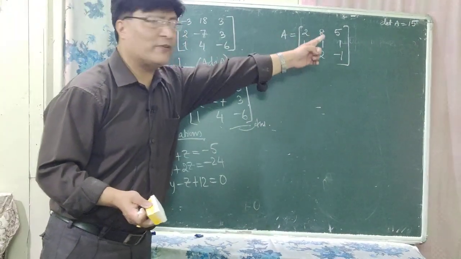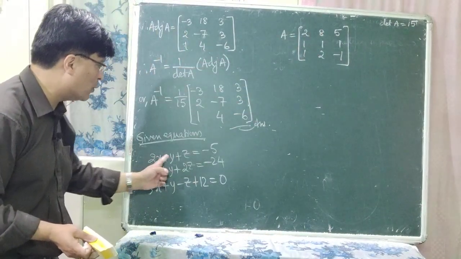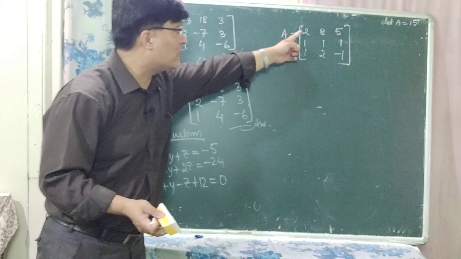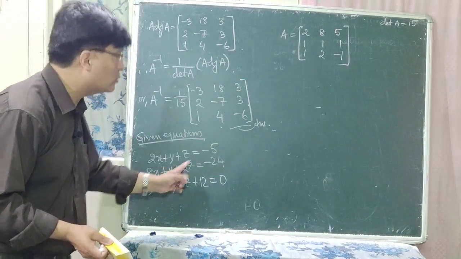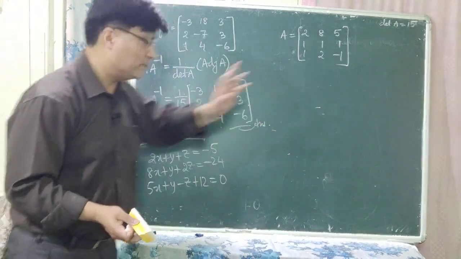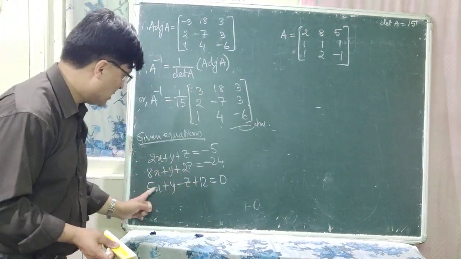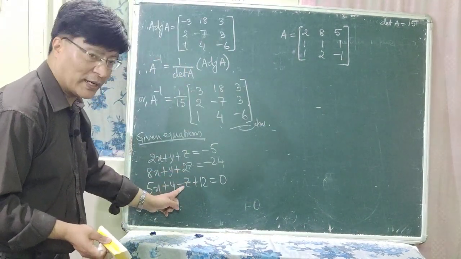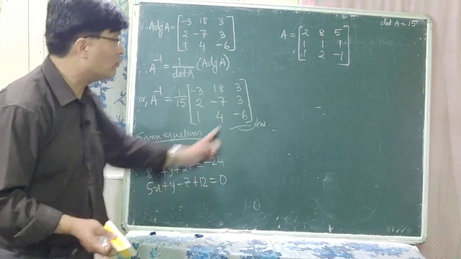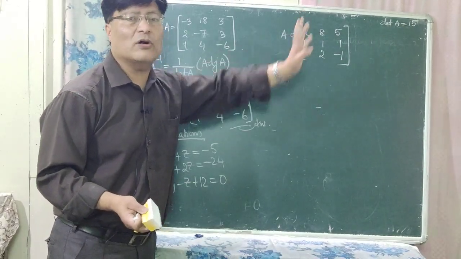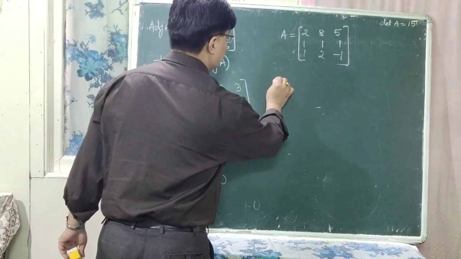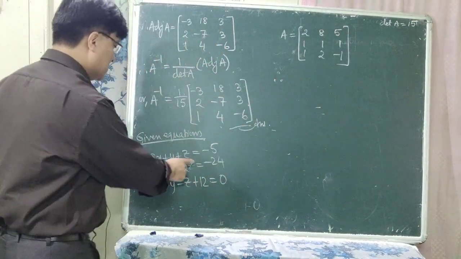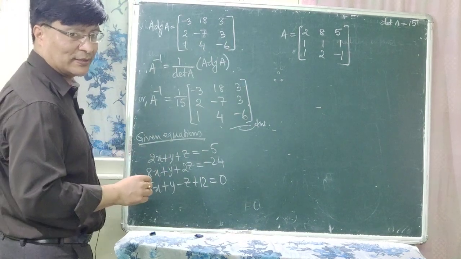Here first row is 2 8 5, but here the first row will be 2 1 1. But here 2 1 1 is in the first column. Here in the second row it will be 8 1 2, but 8 1 2 is in the second column. Next, this 5, 1, minus 1 is the third row, but here it is given in the third column. Right? That means this is transposed, isn't it?